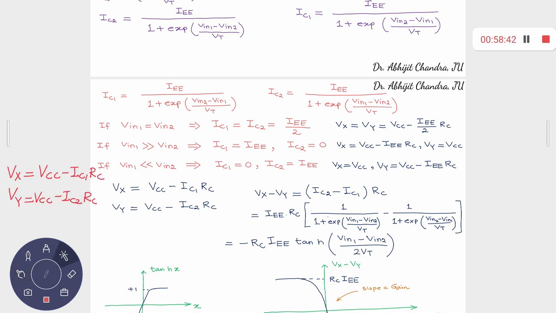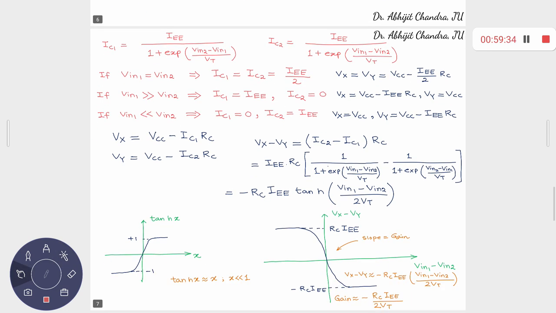Now, if you just substitute these values, 1 by 1 plus exponential this, minus 1 by 1 plus exponential this, and ultimately this IE RC can be taken outside, and then ultimately you have got this function, the tan hyperbolic function. Can you remember tan hyperbolic x? It is e to the power x minus e to the power minus x over e to the power x plus e to the power minus x. So ultimately this is the tan hyperbolic function. How does it look? Typically, it looks something like that.